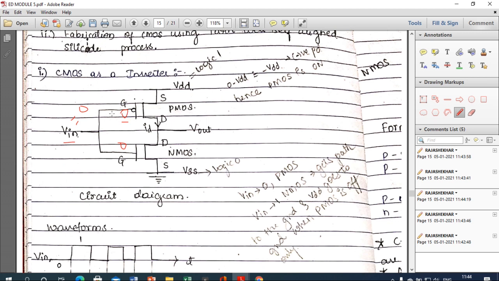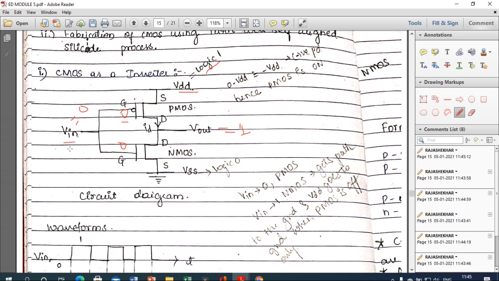Therefore, when logic 0 is given to the gate of PMOS, whatever the supply connected at the source terminal will flow towards the drain and be available at the output. Here, when input 0 is given, the source of the PMOS is connected to VDD. VDD is nothing but logic 1. So that will flow from source to drain and we will get the output as 1. This is how a 0 is inverted as 1.